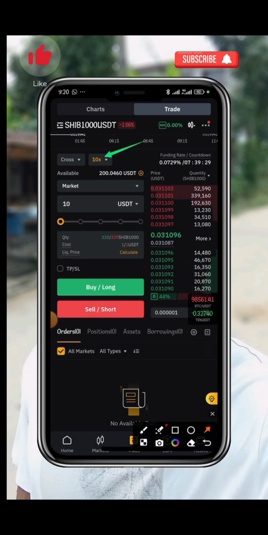Remember, this is 10x and this is $10. It means 10 divided by 10. That will give you 1. And if you look there, it means the cost of this trade.